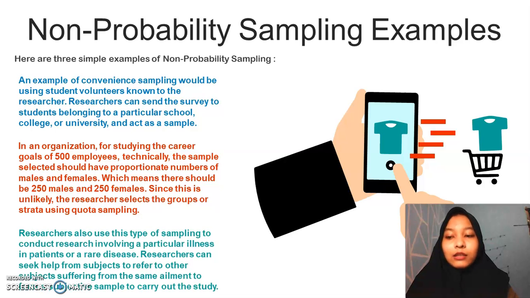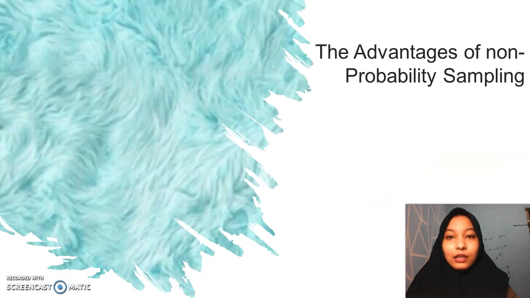The last one is researchers also use snowball sampling to conduct research involving a particular illness in patients or a rare disease. Researchers can seek help from subjects to refer to other subjects suffering from the same ailment to form a subjective sample to carry out the study.